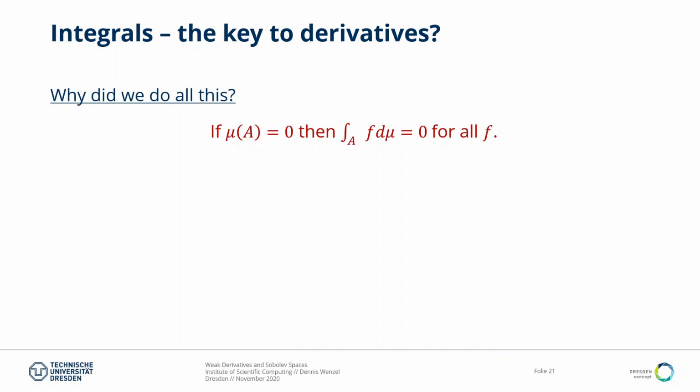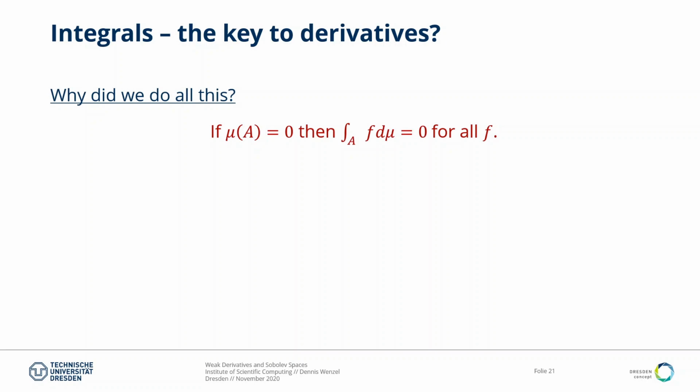But why? What I haven't answered to any extent at this point is the question, why do we do all of this? And if you look at what I wrote down here, then it might become a little more clear. Because if I have a set with measure 0, then no matter what function I integrate over that set, it will definitely be 0. That's something you can prove, but it's also something very intuitive, I think. So if you integrate over a shape with 0 area, then of course the integral is also 0.